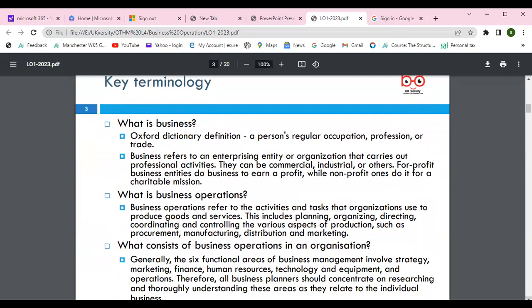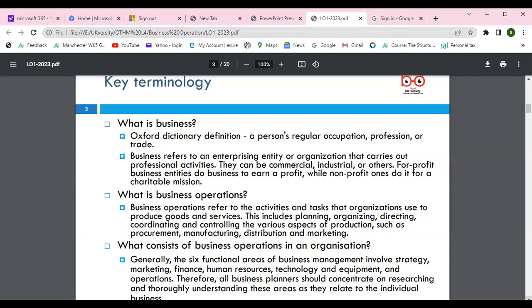What is a business? Business is a legal activity where we exchange goods and services. So a person's regular occupation, profession, or trade. Business refers to an enterprise entity, or entity means organization, an organization that carries out professional activities. They can be commercial, industrial, or others.